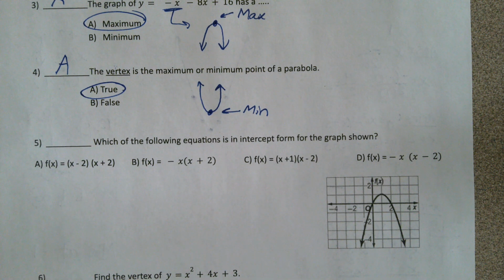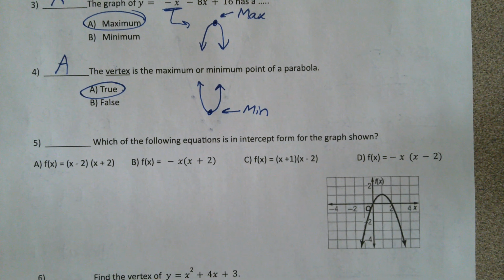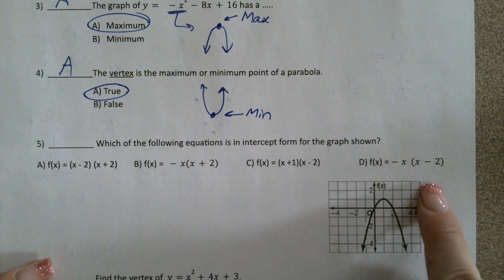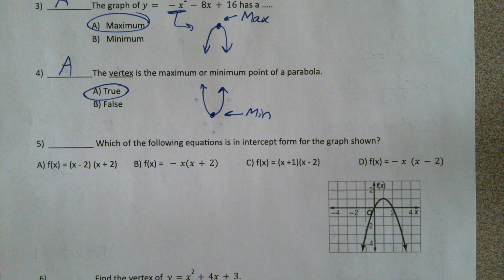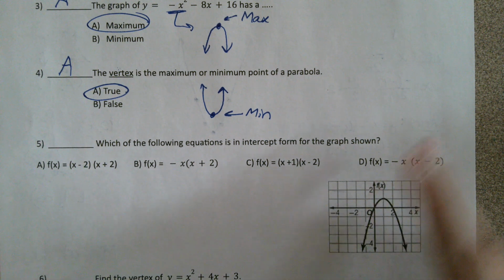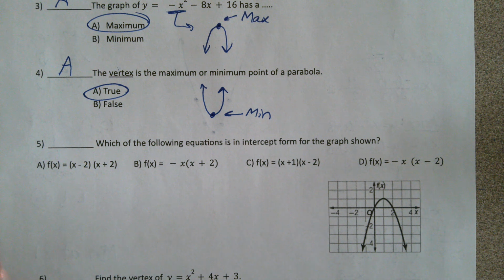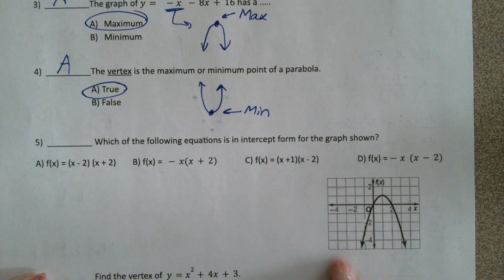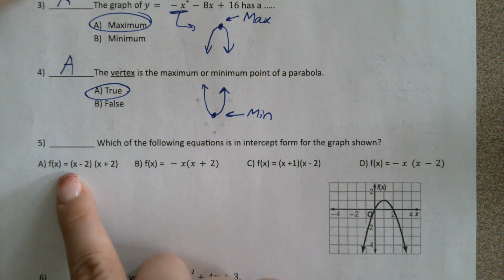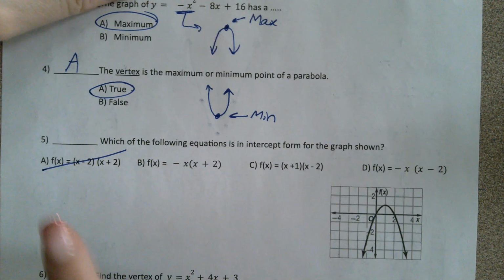Number 5, which of the following equations is an intercept form for the graph shown? So first, these are all in intercept form. So if we had a standard form, we could have easily thrown that out, but they weren't going to be that easy on us. Let's look. We can kind of eliminate some options here. This is going down, so we should have a negative equation. A is not a negative equation. It's positive in front. Goodbye.